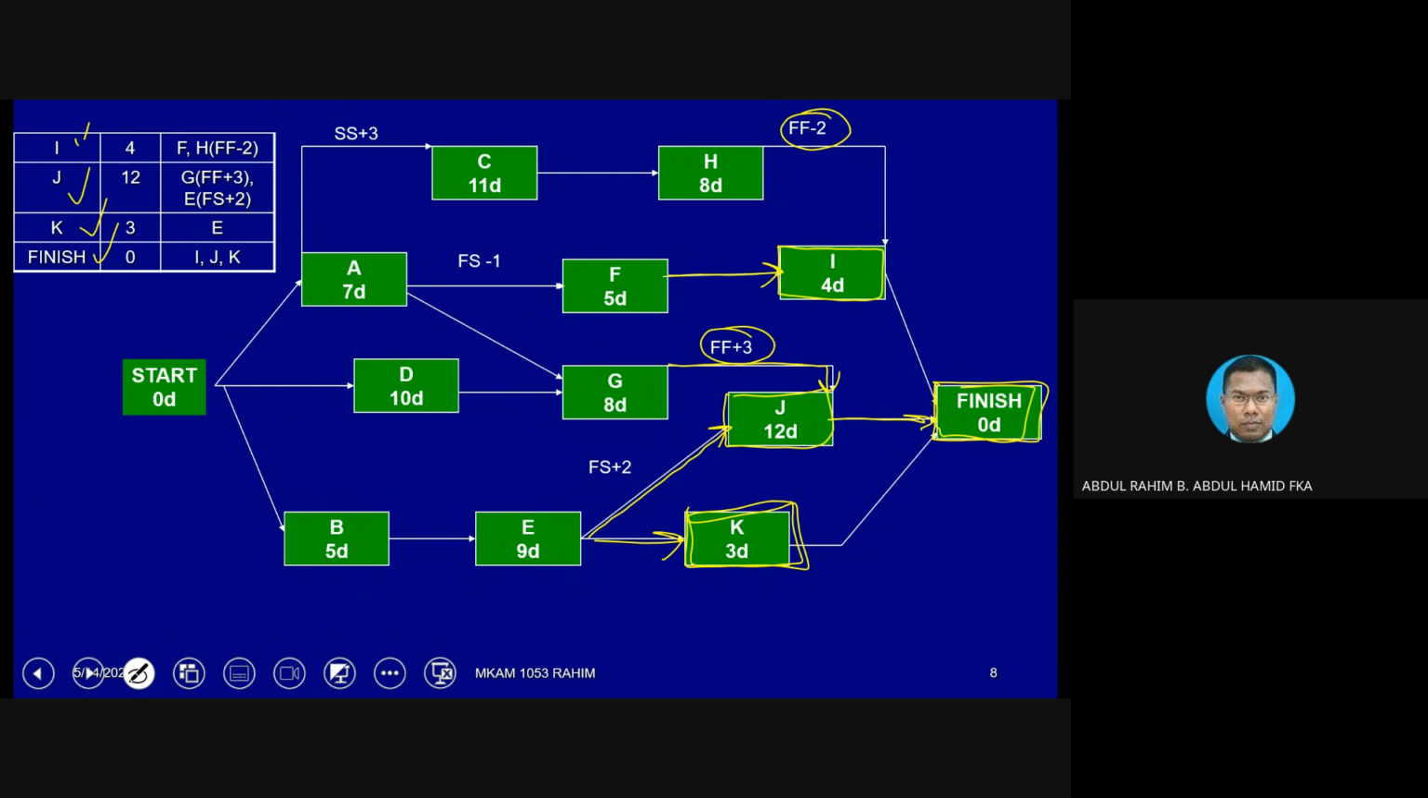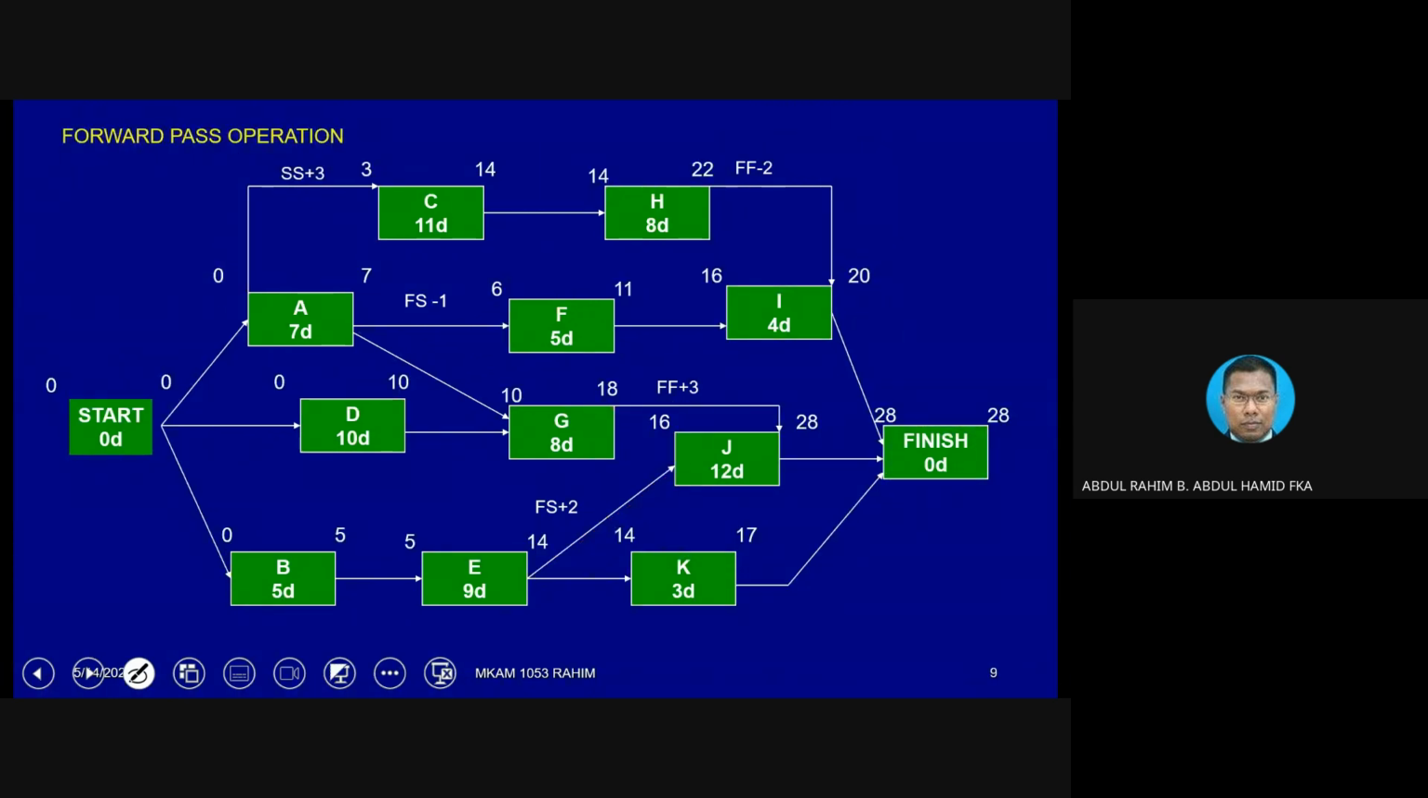Okay, double check. So once you get the drawing right, the only thing that you need to do is basically to do the forward pass and backward pass. Okay, now we are going to do the forward pass. Remember what is forward pass? Forward pass is the calculation from the left to the right in order to get the value of early finish. This is the formula. So we are going to start with 0 here. And start basically has 0 duration, 0 plus 0 equivalent to 0. So this 0 will go into here.